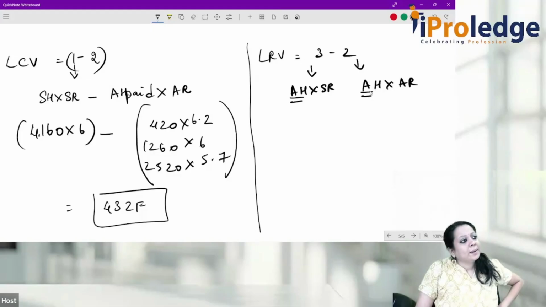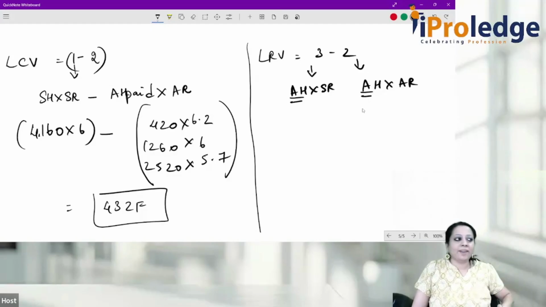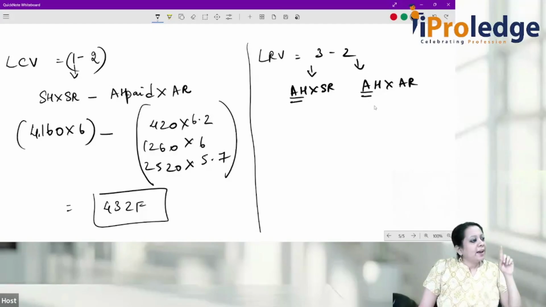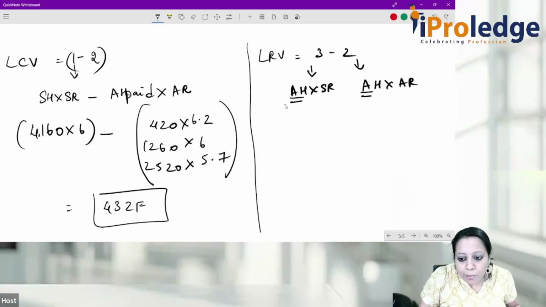Actual hours paid. Why? Because it is rate variance. Rate means price. In material we call it price; in labor we call it rate. I have paid only for what they have been paid, the actual hours paid. So now both are actual hours paid. If I say so, will you all agree with me?